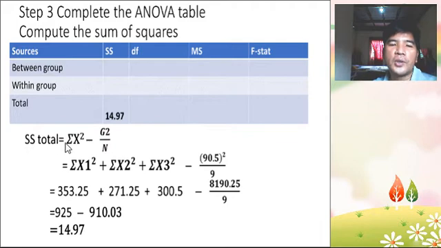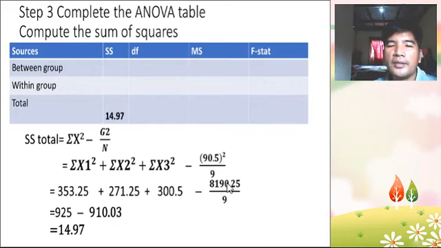The formula for SS total is the sum of x squared minus G squared divided by N. You can refer to the previous step. You get the total of x squared, x sub 1 squared plus x sub 2 squared plus x sub 3 squared, which is 353.25 plus 271.25 plus 300.5, minus G, which is 90.5 squared. So 90.5 times 90.5 equals 8,190.25, divided by N, the total number of replications. So 3 for each, equals 9.